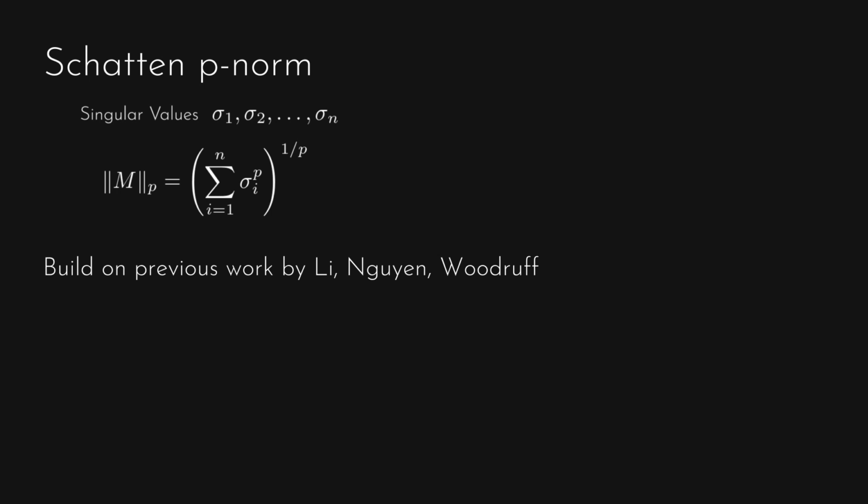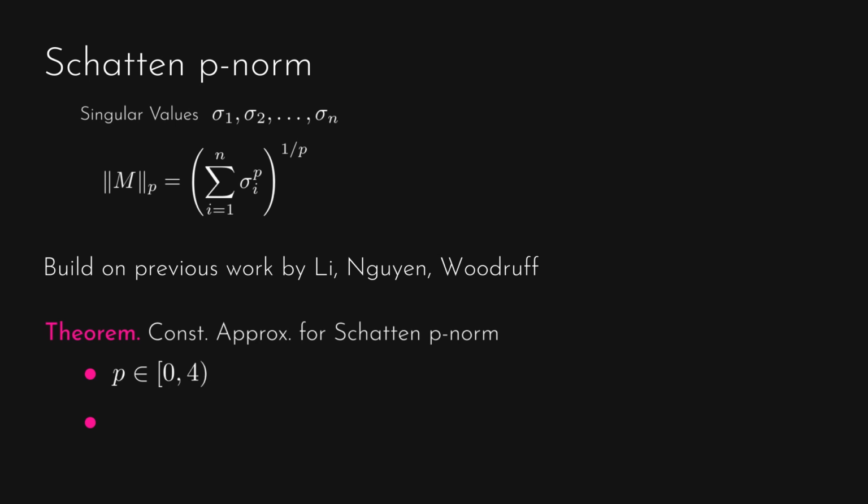To do this, we use the lemma that I just discussed. We get the following lower bounds for the number of queries needed in the UMV model to obtain a constant factor approximation to the Schatten P norm. When P is less than 4, then we get a lower bound of square root n queries.